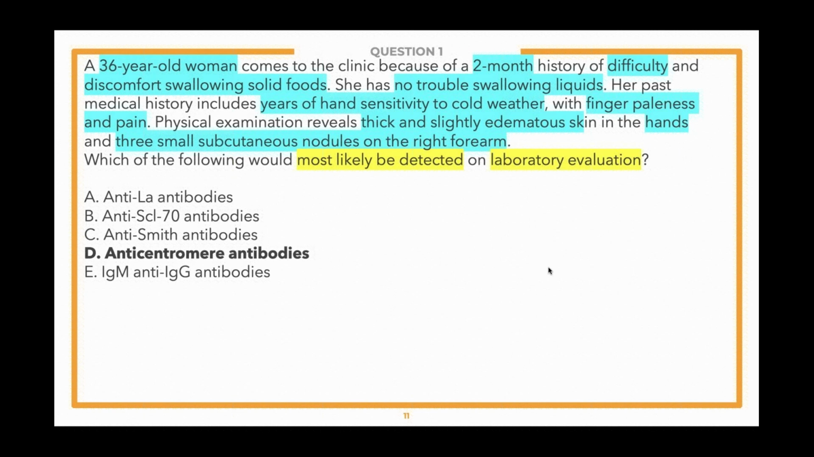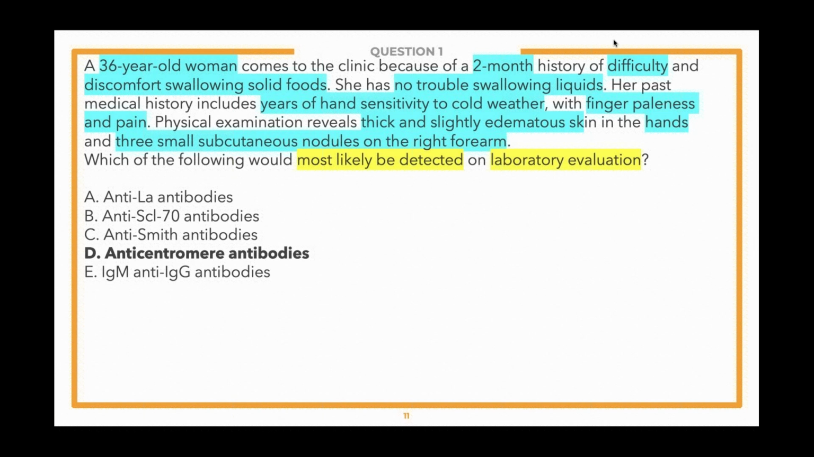Anti-Smith antibodies is getting more at lupus, so I would expect more of a rash on the face, or ulcers in the mouth, some other laboratory abnormalities. Anti-La antibodies you can see in a few conditions, but specifically also Sjögren syndrome, where you get dry mouth and dry eyes. Not what we're hearing here, so great job on this first question.